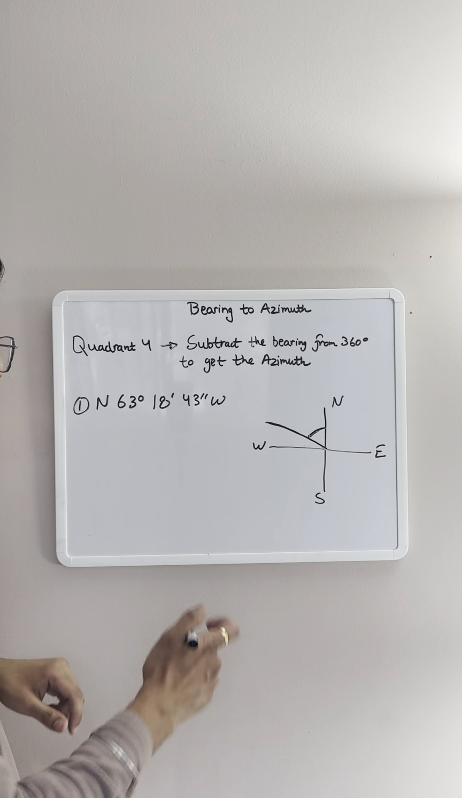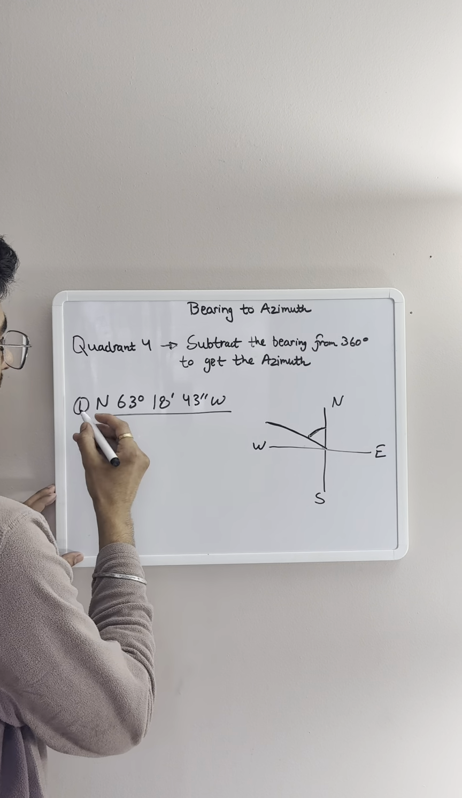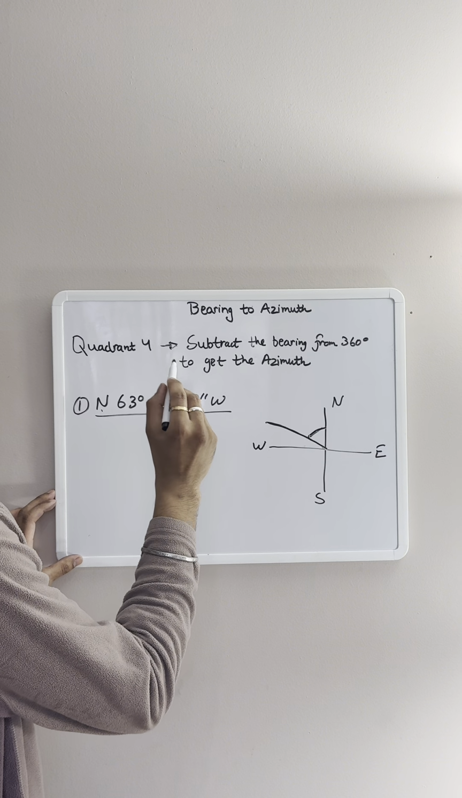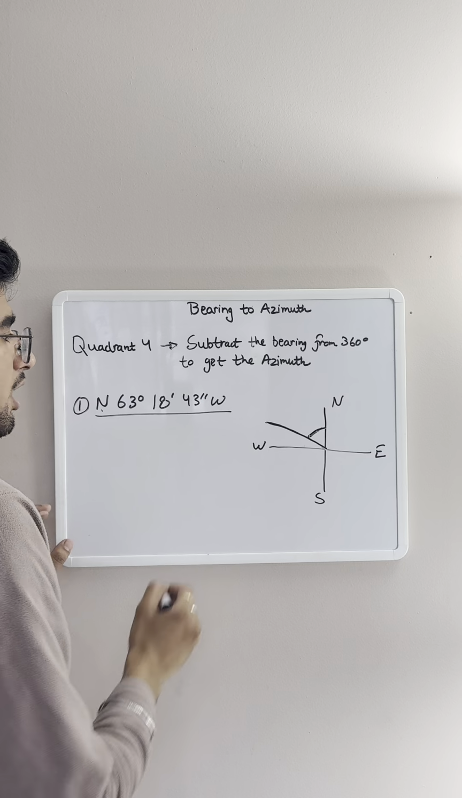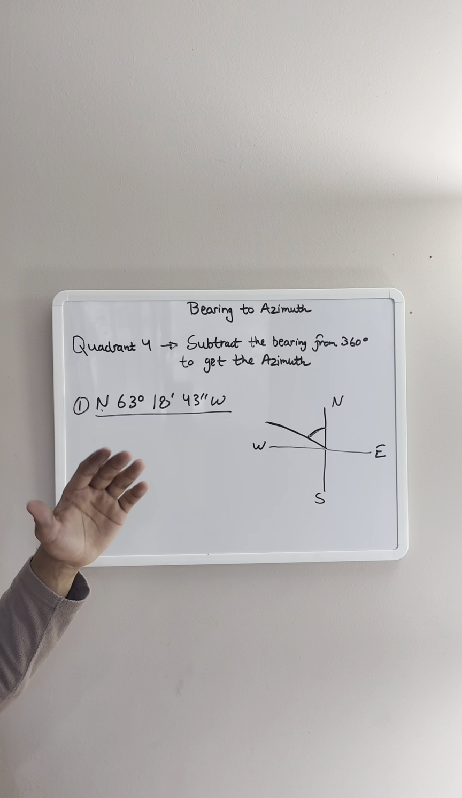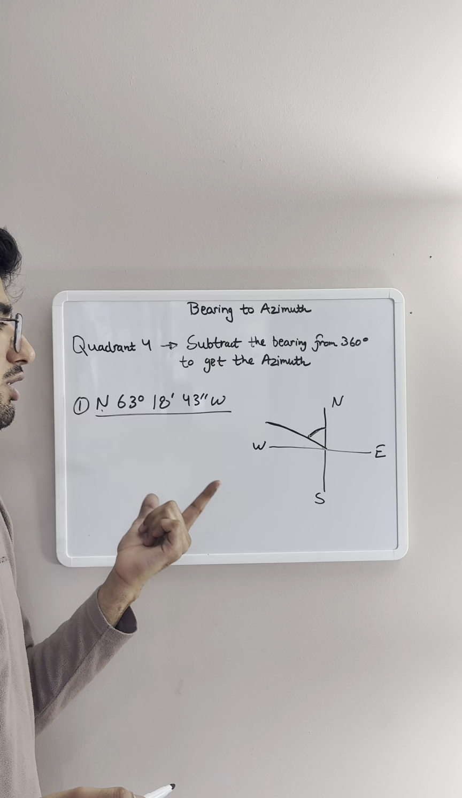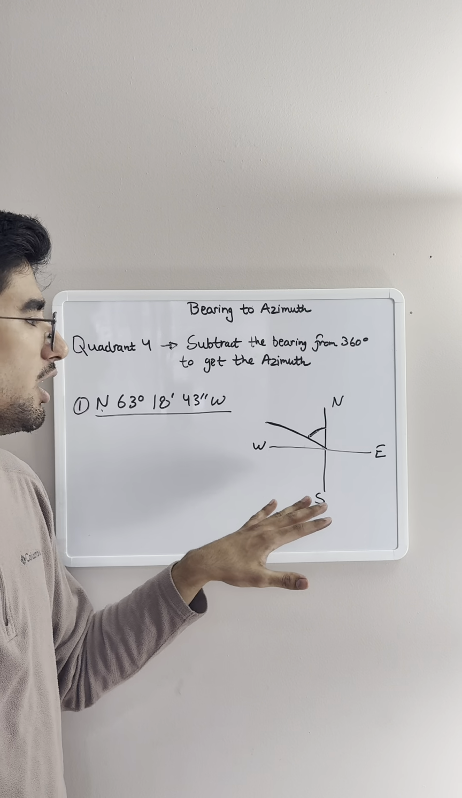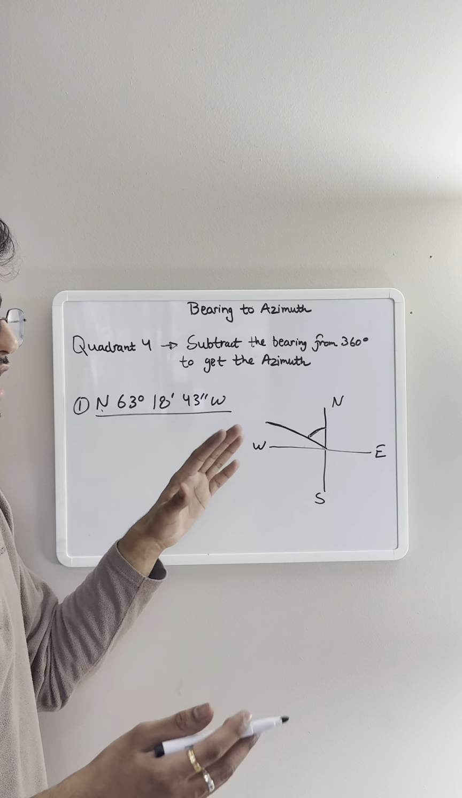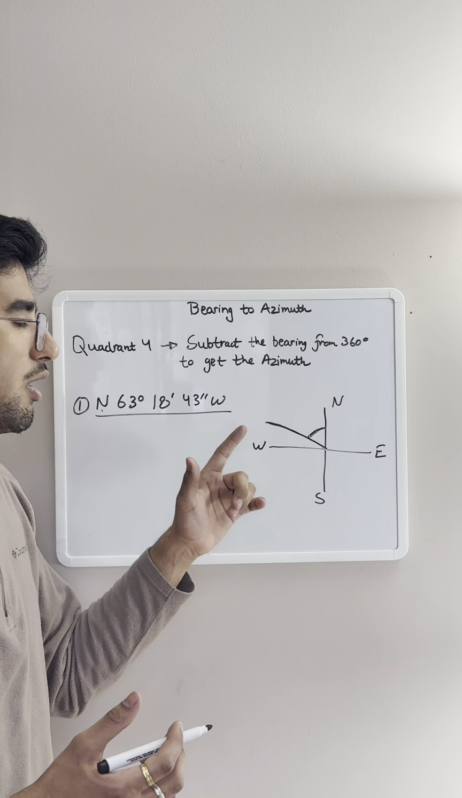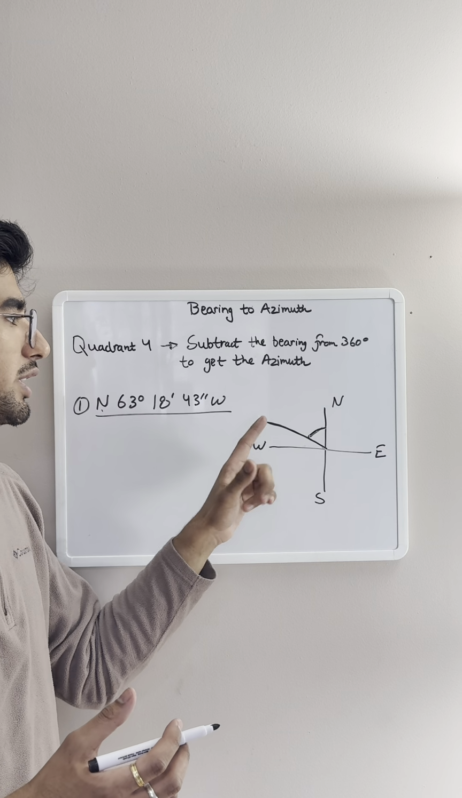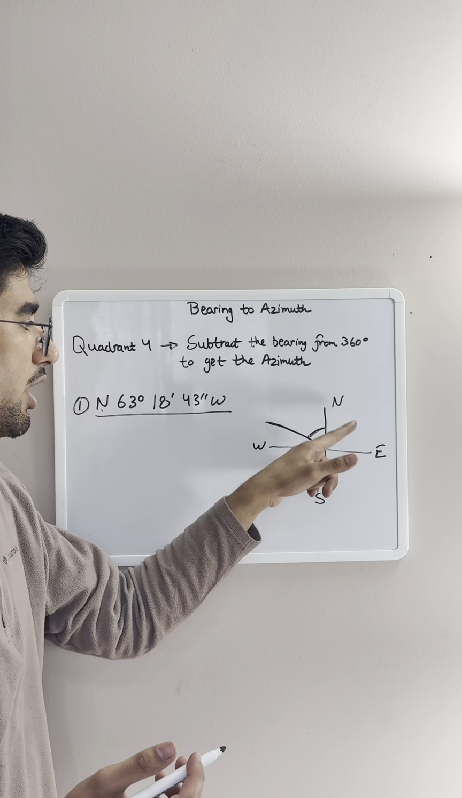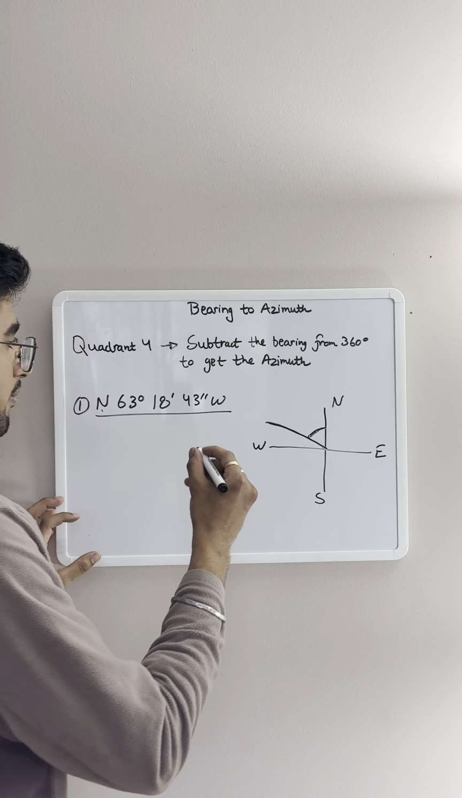So here in the given question we have the bearing, which is north 63 degrees, 80 minutes, 43 seconds, west. Whenever you are doing the conversions, just to avoid any confusion, make a little sketch. That way you have a brief idea how the line is oriented and what you have to do to get the azimuth or the bearing. I'll show you what I mean.